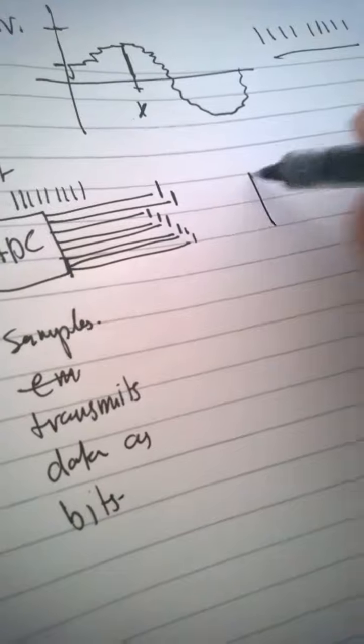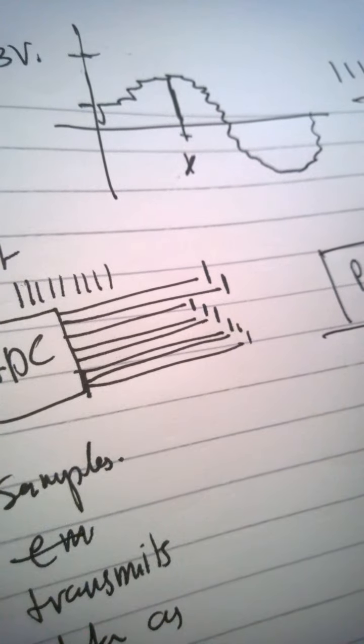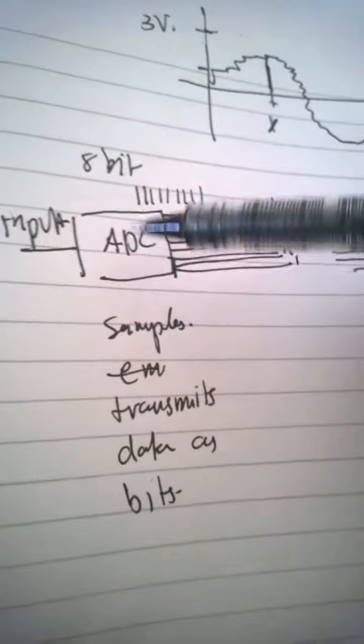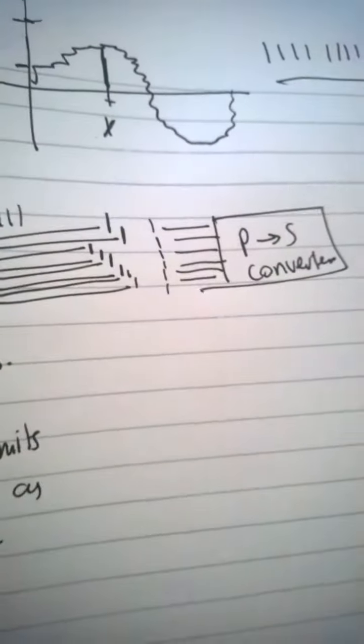Next we have the parallel to serial converter, P to S converter. The input is in the form of simultaneous bits. So the ADC produces an 8-bit number that's being transmitted along the channels, and the parallel to serial converter is receiving the data in the same form, simultaneously: 1, 1, 1, 1, 1, 1.